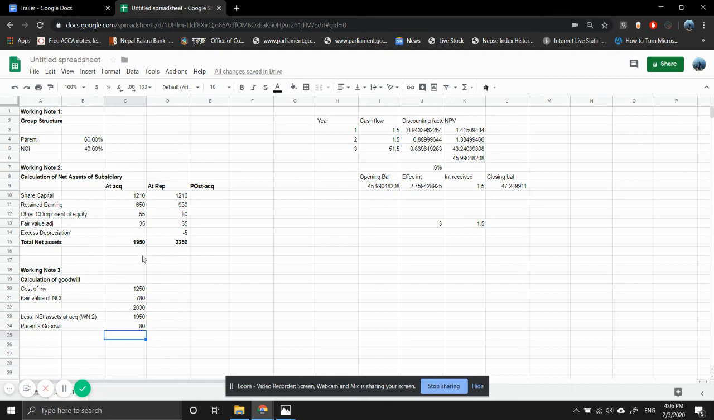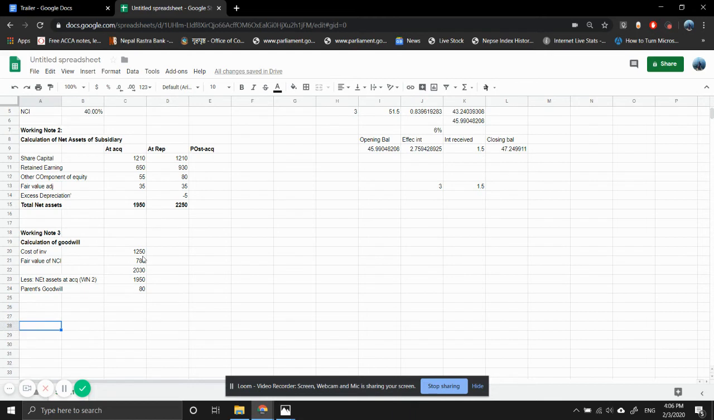Goodwill is also there. So what do we need to prepare? Has there been any impairment? We need to look at that as well, isn't it? What about NCI? We need to prepare that as well because we will need it in equity section, right? So let's prepare fair value of net assets. Working note 4, I mean non-controlling interest, calculation of NCI, right?